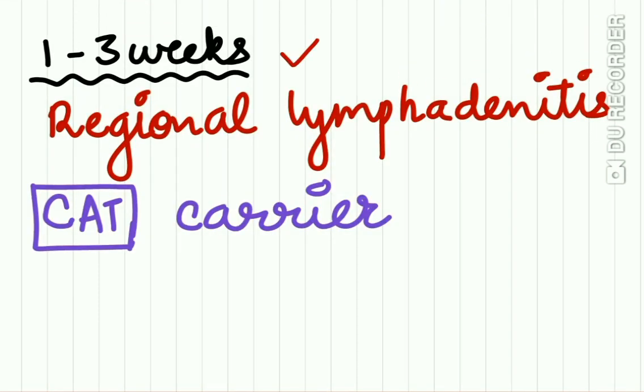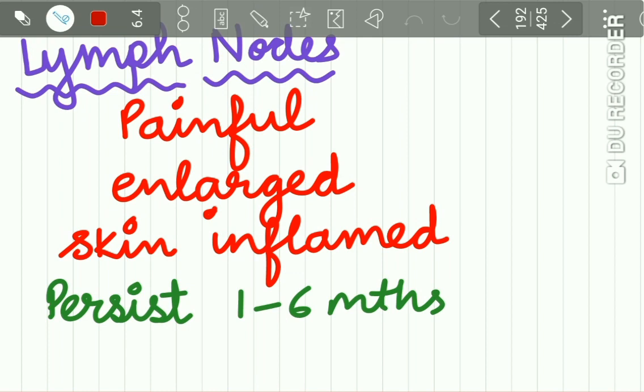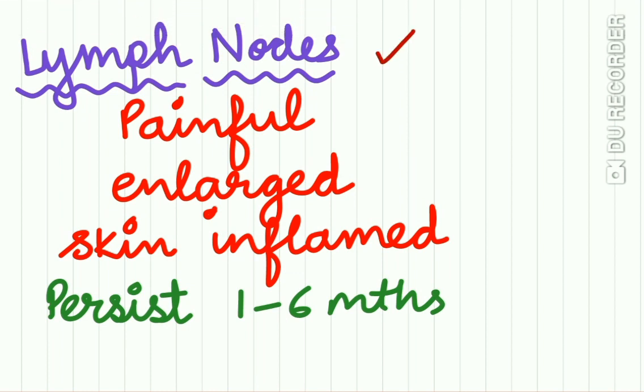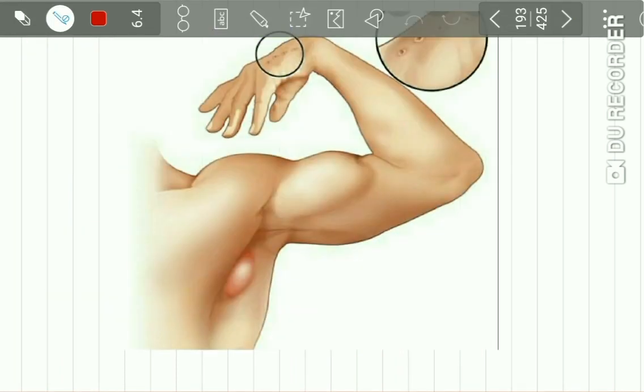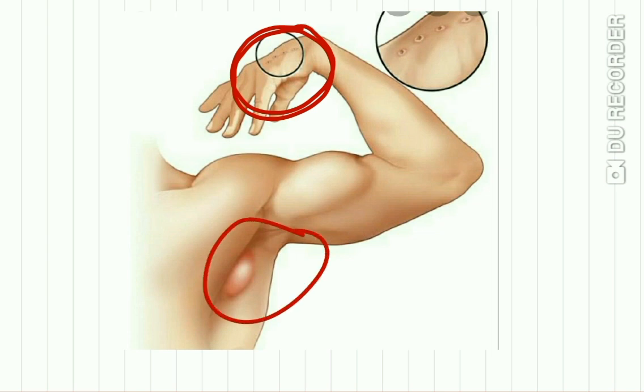It takes 1 to 3 weeks for the regional lymphadenitis to occur. So cat is just a carrier of the organism Bartonella henselae. So in cat scratch disease, cat is not the etiology but it is just a carrier for the microorganism. The lymph nodes which are affected by the cat scratch disease are painful, enlarged and the skin is inflamed. The lymphadenitis may persist from 1 to 6 months. The regional lymphadenitis, now see here, the cat has bitten on the hand and there appears axillary lymphadenitis in this patient.